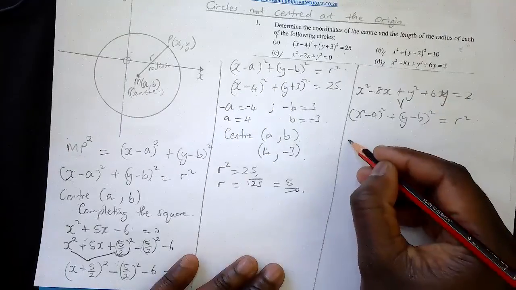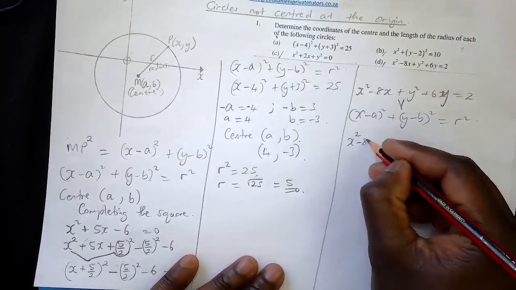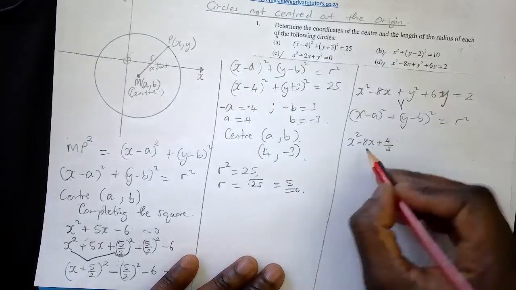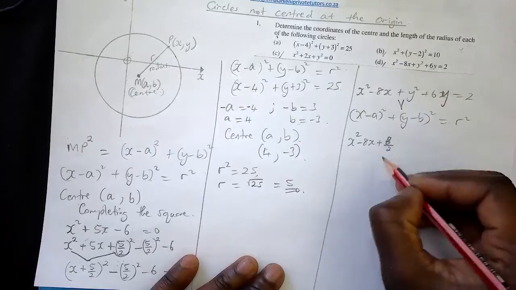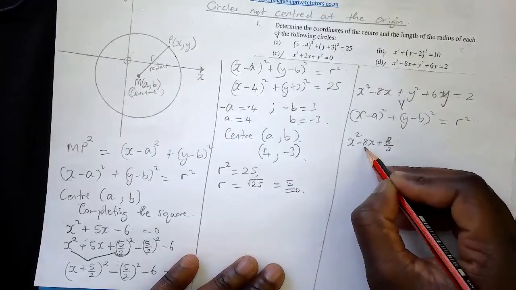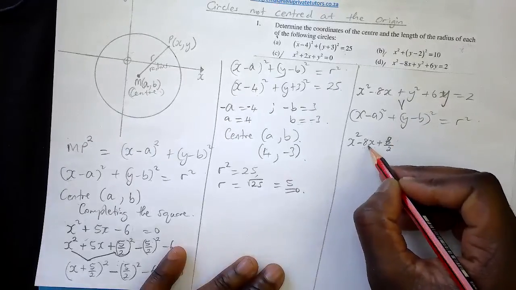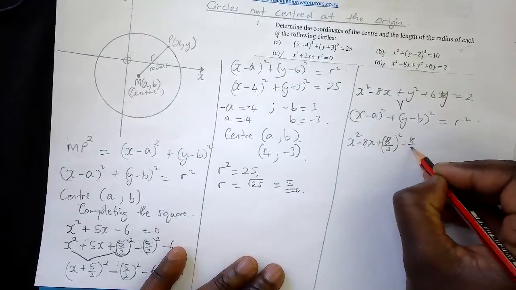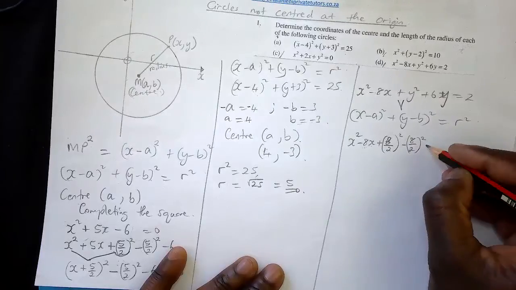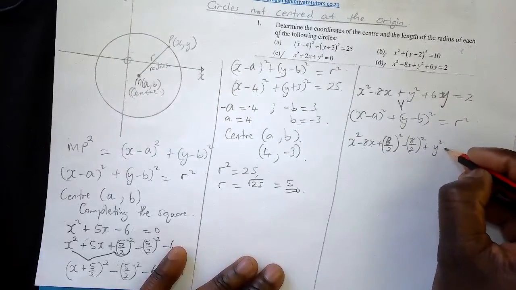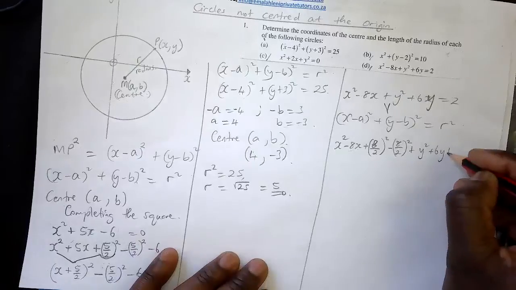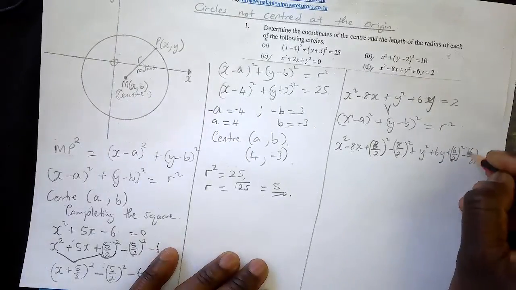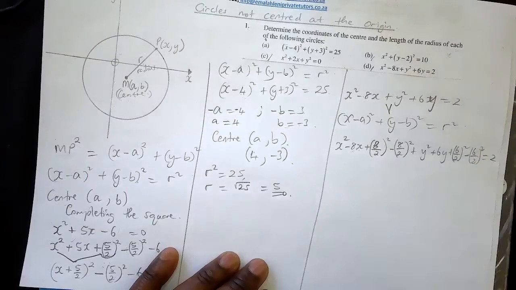So what are we going to do now? We're going to say x squared minus 8x plus (8 over 2) squared, because 8 over 2 is the coefficient of x halved. So we square that, minus (8 over 2) squared. We now say plus y squared plus 6y plus (6 over 2) squared, minus (6 over 2) squared. We also square that. Then it is equal to 2. That's what we get there.